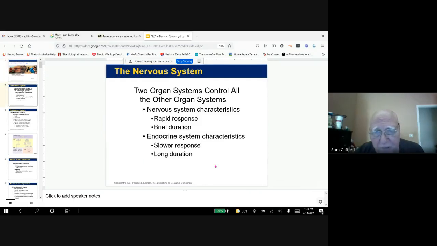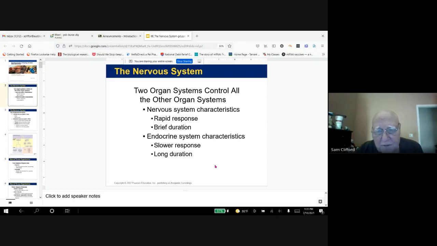So we're going to talk about the nervous system. The nervous system allows rapid response. Everybody knows if you put your hand on the stove, you're going to respond very quickly to make sure you don't burn your hand. If you begin to fall, you immediately brace yourself and reach out to stop from falling and hurting yourself.